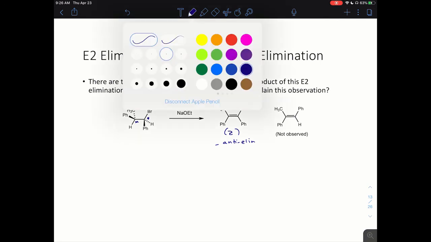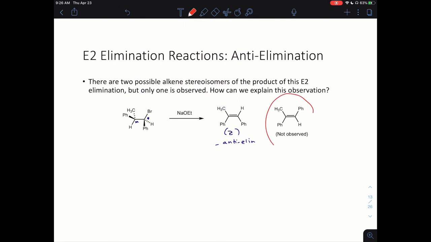But here's my question. That's why I have this slide here again. I want to know, what if I want to make this? What if I really want to make this? Can I just wish that a syn elimination happens? Yes, but that is not going to help me.